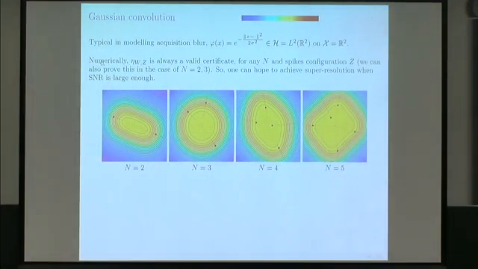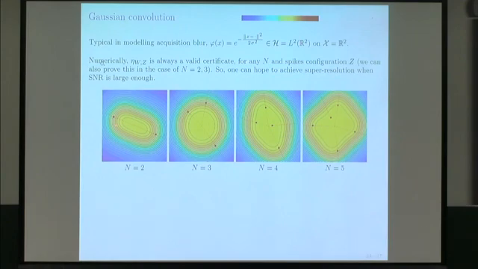So just to show you some pictures of what this limiting certificate eta w looks like. This is the example where we look at Gaussian convolution. And what we observe numerically is that eta w is always a valid certificate for any number of spikes and any spikes configuration. And intuitively, what this tells us is that we should be able to hope for super resolution when your SNR is large enough.